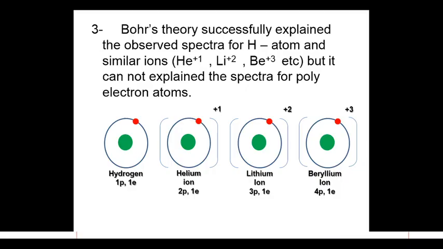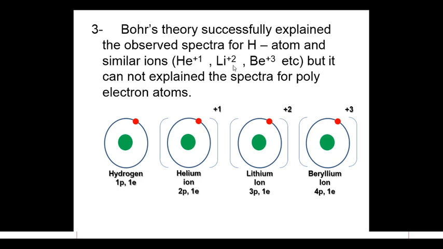Now the third failure. Bohr's theory successfully explained the observed spectra for the hydrogen atom and also similar ions. Similar ions means, we know that the hydrogen atom consists of only one electron, isn't it? So one-electron atoms can be studied with the help of Bohr's theory. One-electron atom means, we know that helium has 2 electrons. He+ means 1 electron is gone. So now the helium is He+. That means it contains only 1 electron.